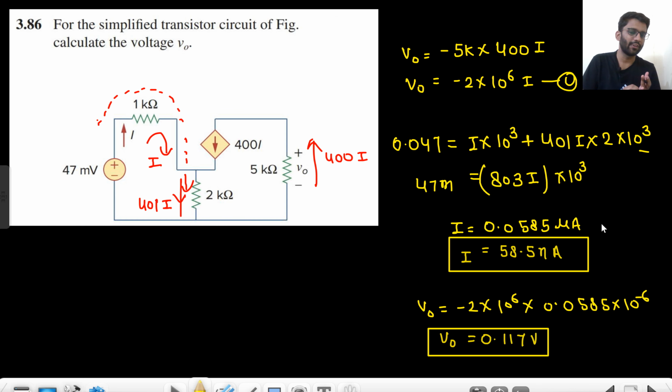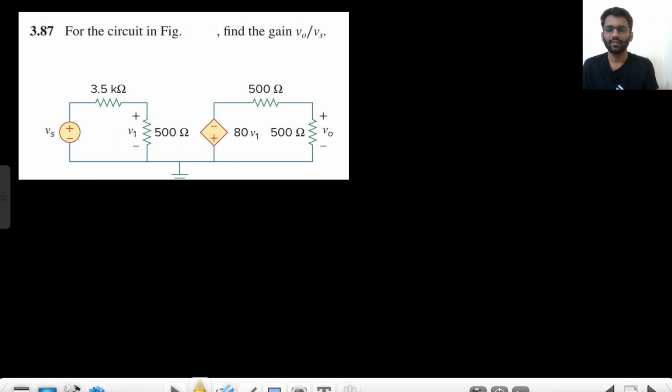So from here you get the value of I, and if you know the value of I, you can write down the value of V naught as well. That's it. Well and good. Let's move on to the next question. You have to find the current gain, V naught by Vs.